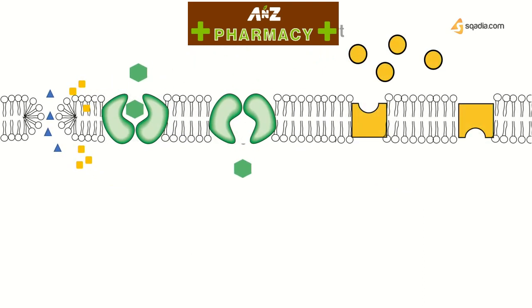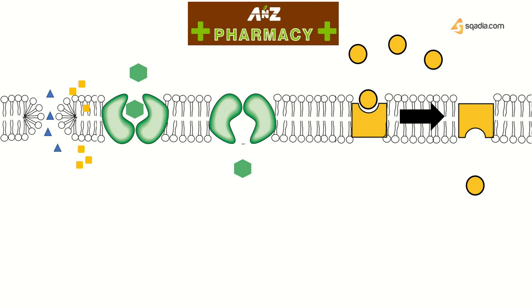Moving on to the active transport. This mode of drug entry also involves specific carrier proteins that span the membrane. A few drugs that closely resemble the structure of naturally occurring metabolites are actively transported across the cell membranes using these specific carrier proteins.